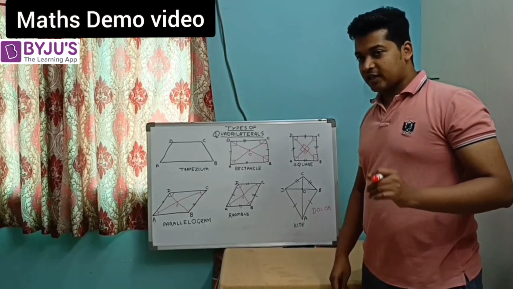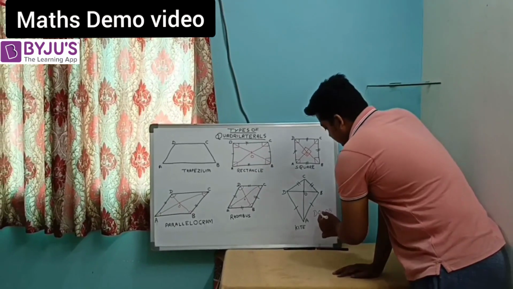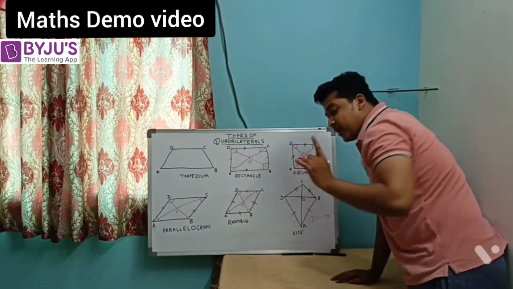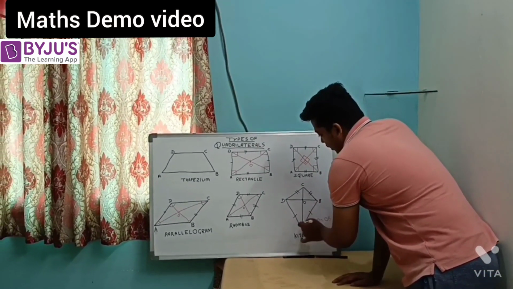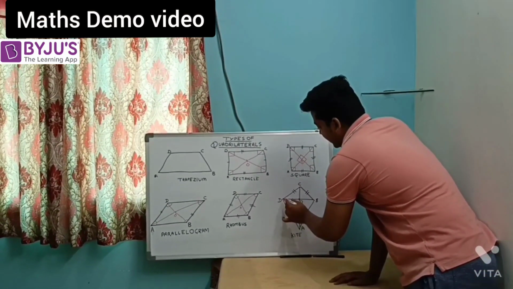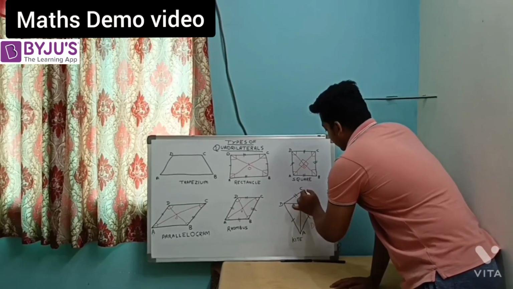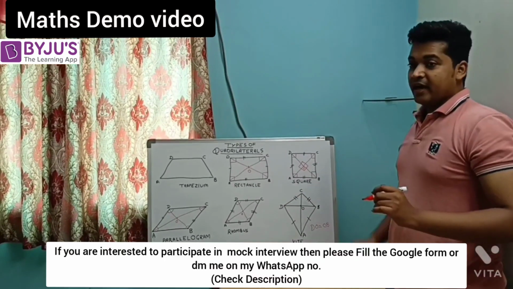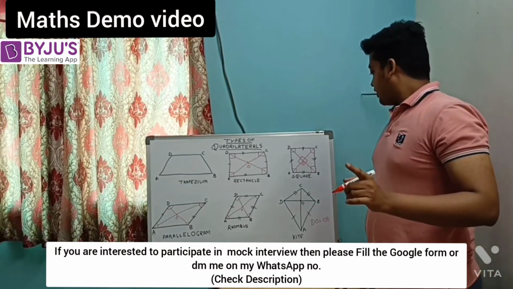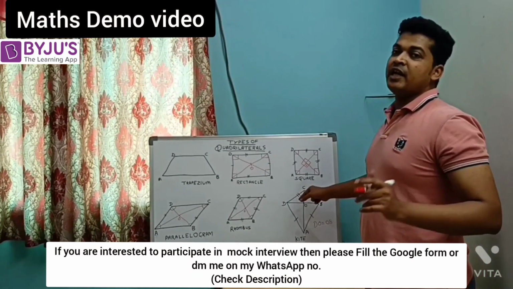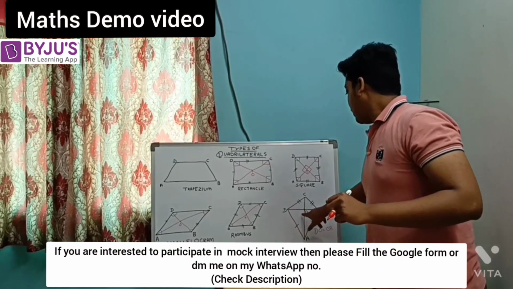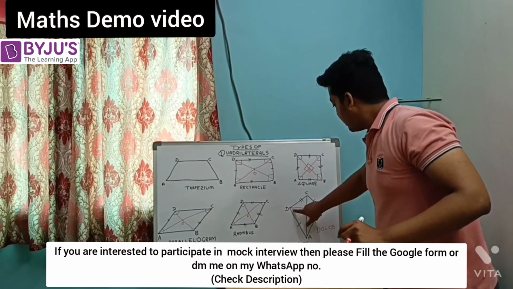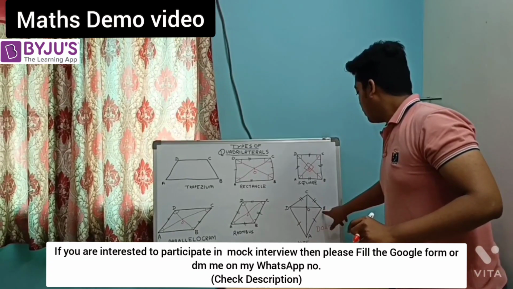And let's move to our last figure, which is a kite. In a kite, two pairs of adjacent sides are equal. Side AB will be equal to DA, and side CD will be equal to BC. And there are two diagonals formed. The longer diagonal will bisect the shorter diagonal equally. The line DO will be equal to OB.